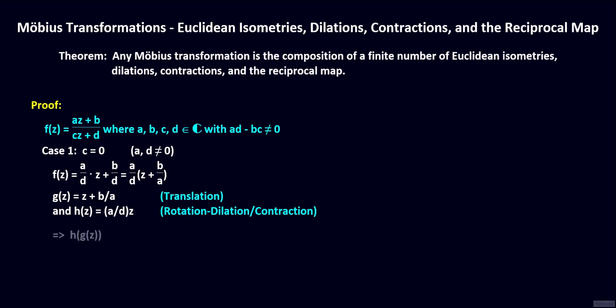We check that h of g of z equals f of z. g of z is z plus b over a. To apply h to this, we multiply by a over d to get f of z, which proves the theorem for case 1.